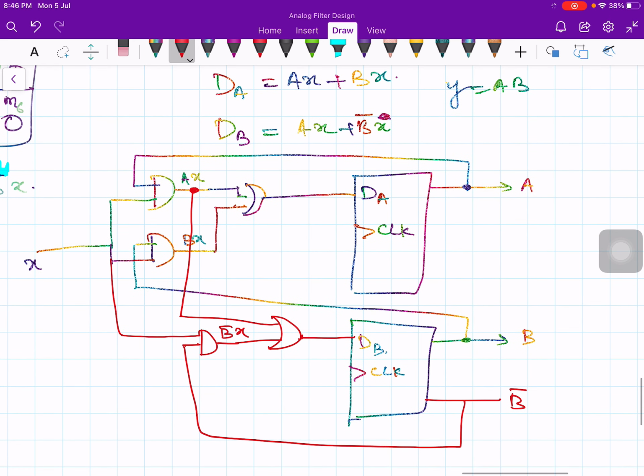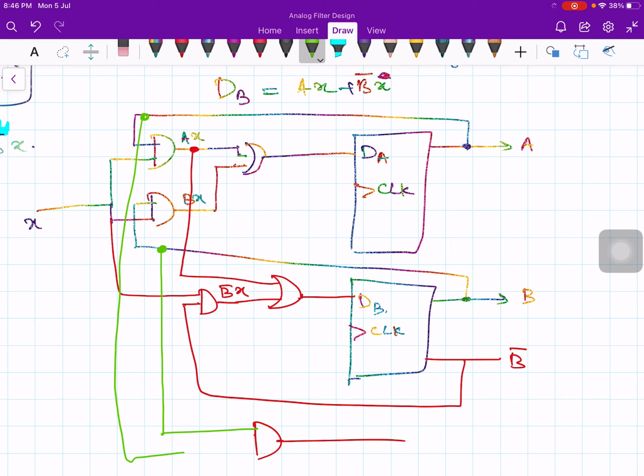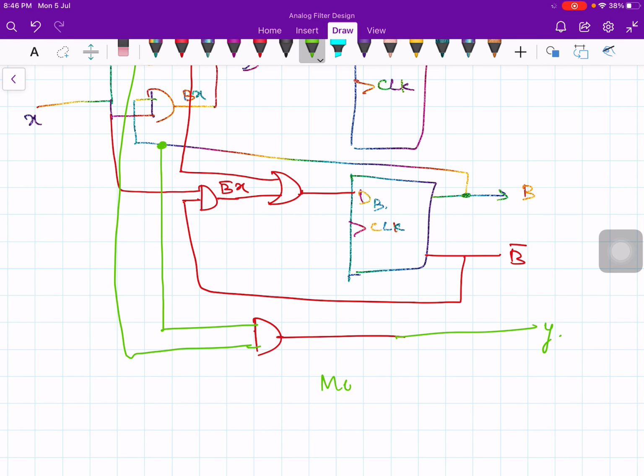What is the output? Output is AB. So you put an AND gate. This is B, and this one is A. That's all. And this is Y. That's it. So this is my sequence detector. Okay, so this is the schematic of the sequential circuit. And this is the logic diagram of a Moore type sequence detector. There are two types of circuits, Moore and Mealy. This is a Moore type sequence detector.